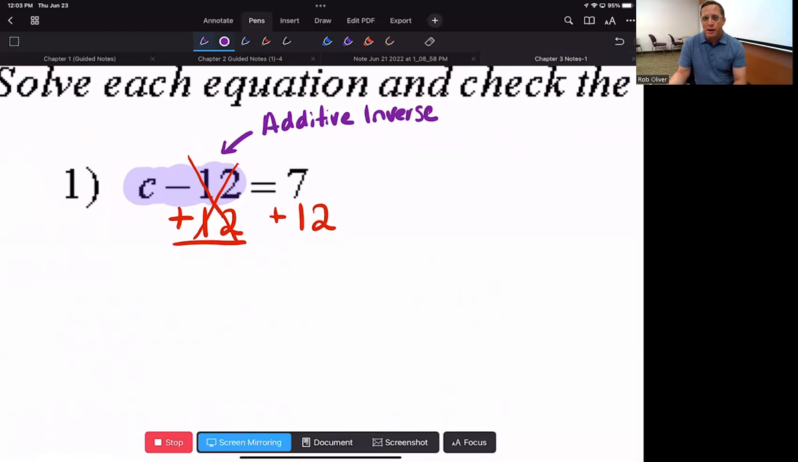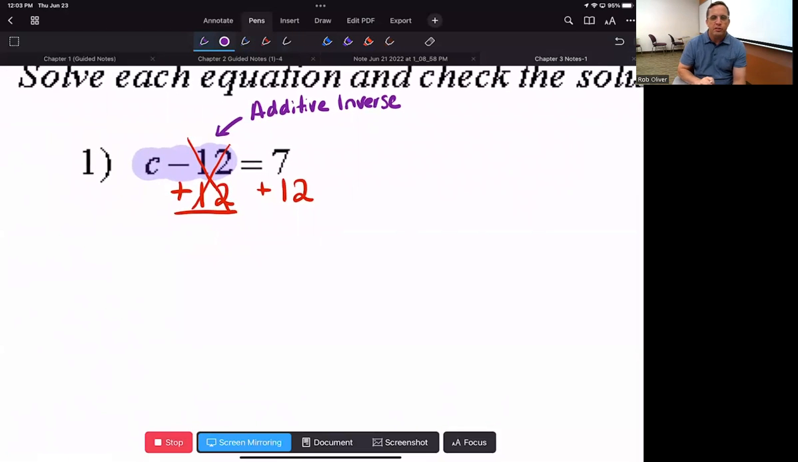And you want that to happen on these kind of problems. You want the additive inverse to happen because those cancel each other out. They make 0. So with addition and subtraction problems, you're going to be finding the additive inverse of the variable side.